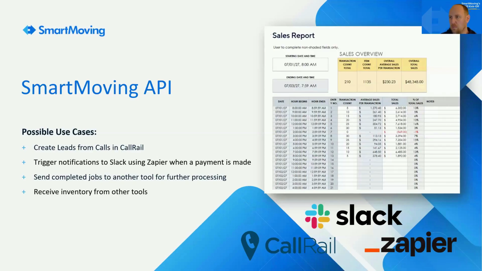So I've seen people that have pulled their data using the API and then built new reports and visualizations and things on top of that. You can use our API to pull inventory from another system. So say some other kind of tool that you're using to capture inventory. You can use our API to feed that in without you having to copy and paste that over to SmartMoving manually. And again, these are just a small subset of the things you could build with it.